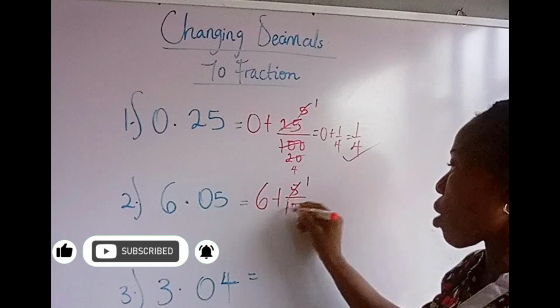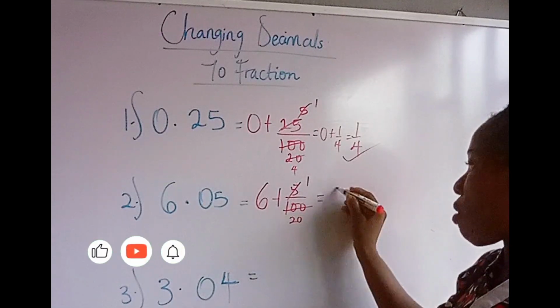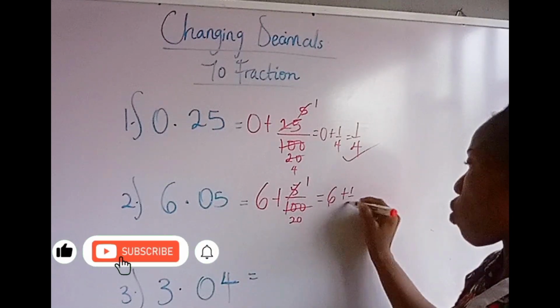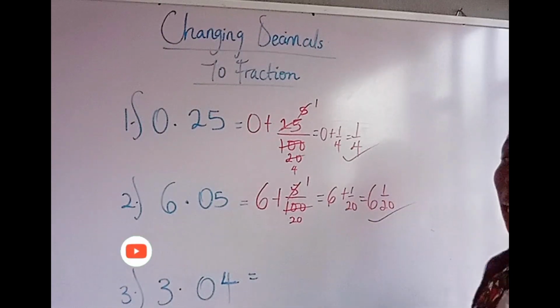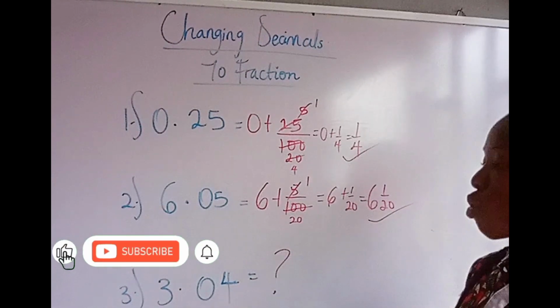What do you have? 5 here 1, 5 here 20. So this is 6 plus 1 over 20. So that is 6 whole number 1 over 20. And that's the answer. So what would be the answer to your number 3?